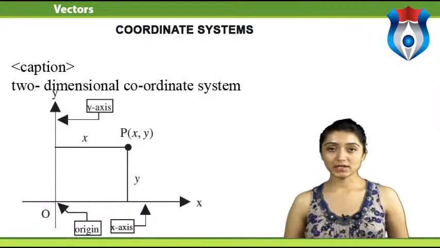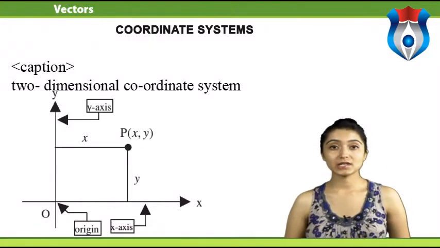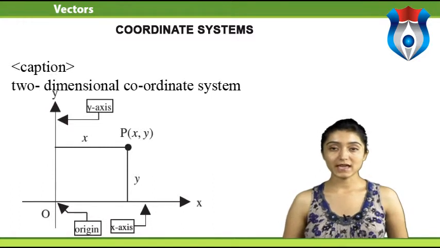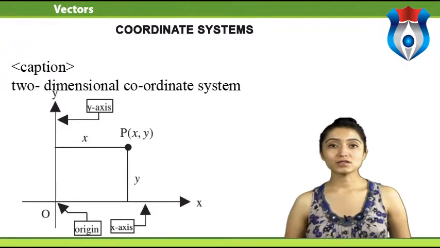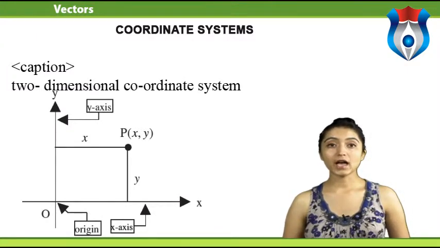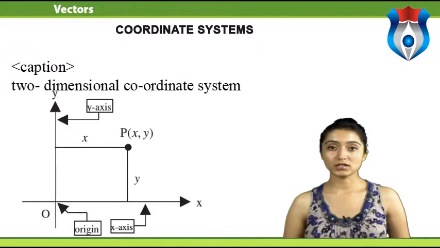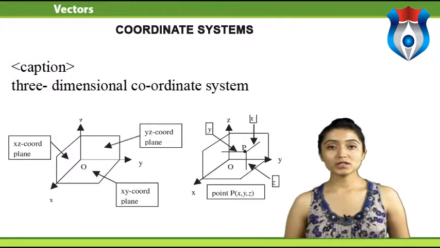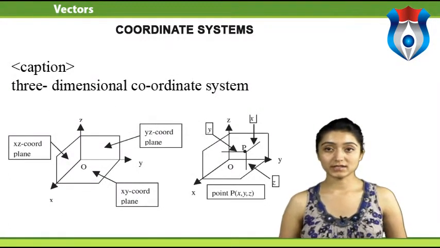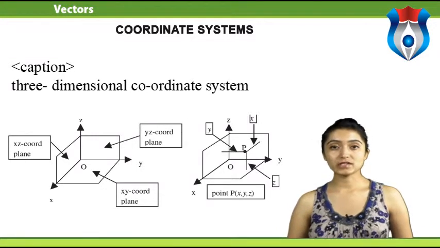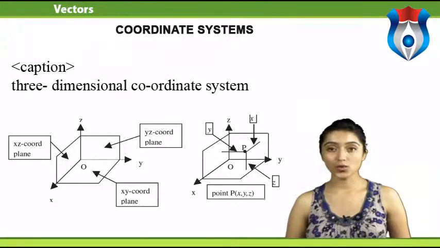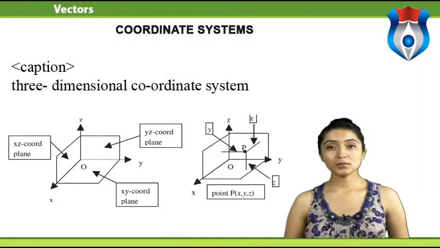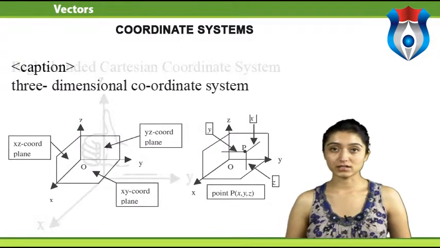To each point P in two-dimensional space, we associate an ordered pair of real numbers (x, y), called the coordinates of the point. The number x is called the x-coordinate of the point and the number y is the y-coordinate of the point. A three-dimensional rectangular Cartesian coordinate system has as its frame of reference three number lines that intersect at right angles at a point O called the origin. The number lines are called the x-axis, the y-axis and the z-axis.